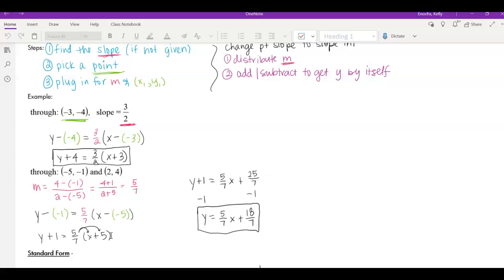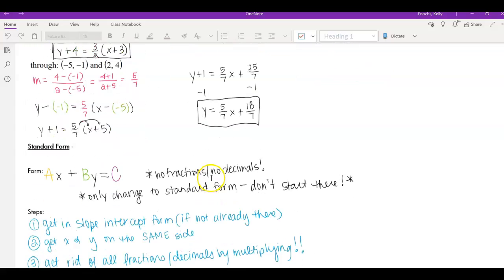Then I needed to change that to slope intercept form. So I'm going to go ahead and distribute that 5/7 to both the x and the 5. And that gave me 5/7 x and 25/7. And then I had this plus 1 on the y side that I needed to get rid of. So I'm going to subtract 1 on both sides. And if I do that, then I get 5/7 x plus 18/7. Remember, if you need help doing the subtraction, you can use that calculator with that fraction bar just to take 25/7 and subtract 1. So my total answer here in slope intercept form is y equals 5/7 x plus 18/7. So that's point slope form.